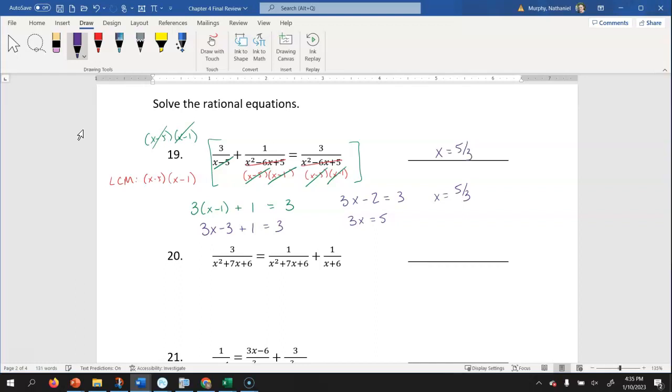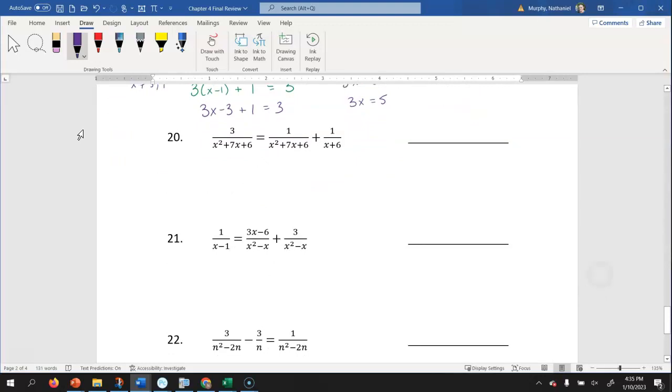Now remember, the whole point in finding those restrictions is to find out what x can't be. So x can't equal 5 or 1. So if I were to get either of those answers as a solution, then that would be an extraneous solution. This is not in those restrictions. So that's a solution that works. It's all good.